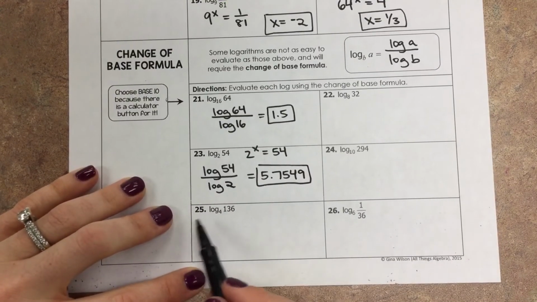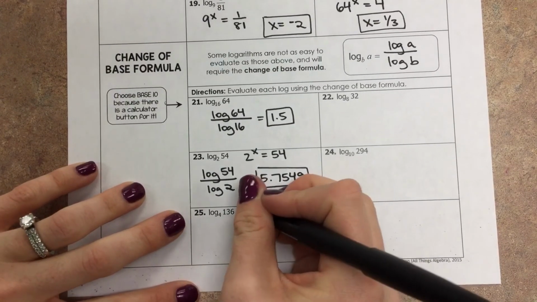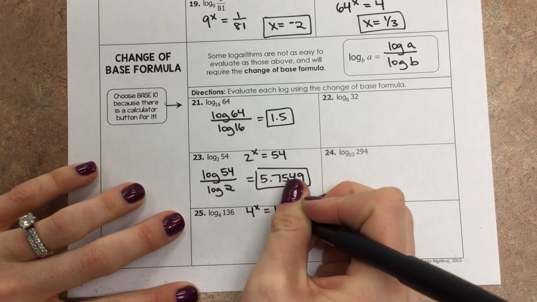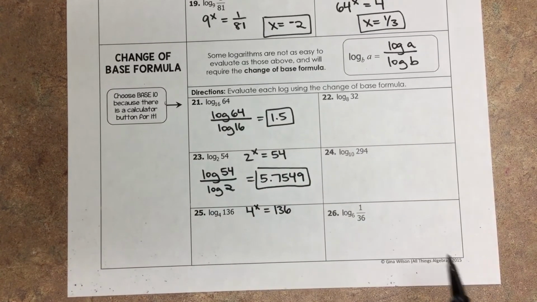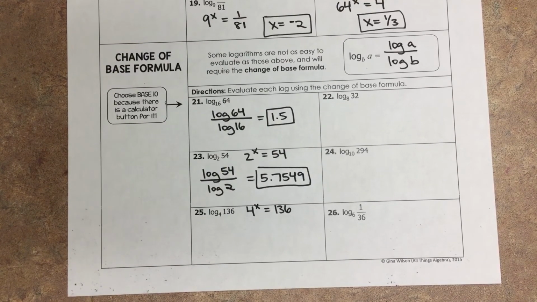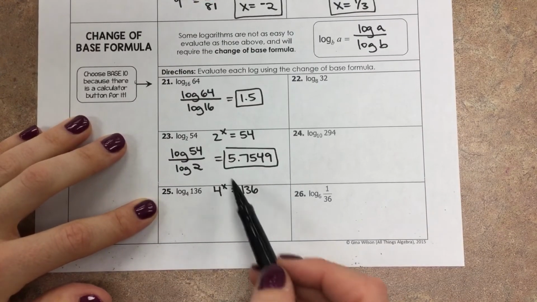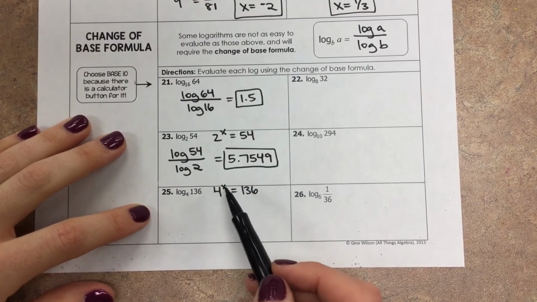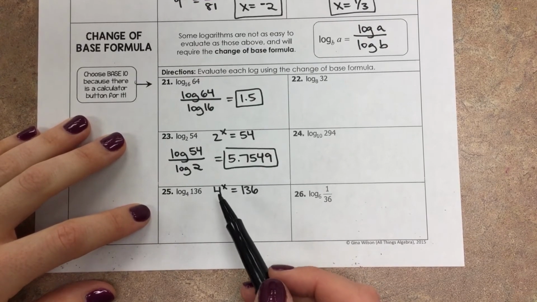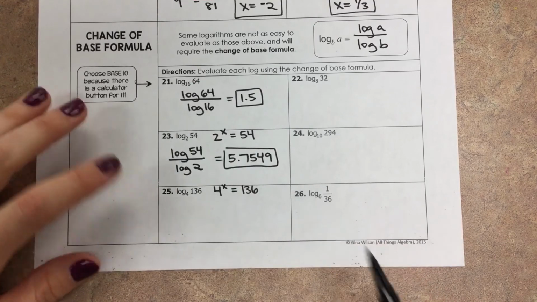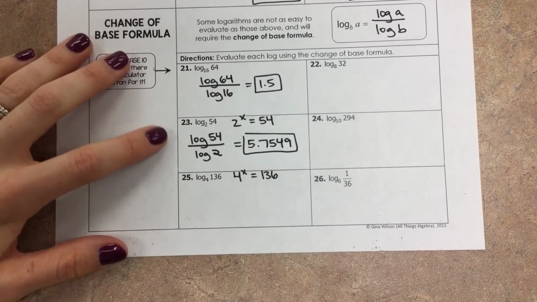All right, one final problem here. Log base 4 of 136. So what this is asking you is 4 to what power gives you 136. So now we know that 4 to the 3rd is 64. We talked about this up here. 4 to the 3rd is 64, so this is going to be bigger than 3. 4 to the 4th, you might not know, but 4 to the 4th is 256. So that's bigger. So our exponent that we're expecting will be somewhere between 3 and 4.